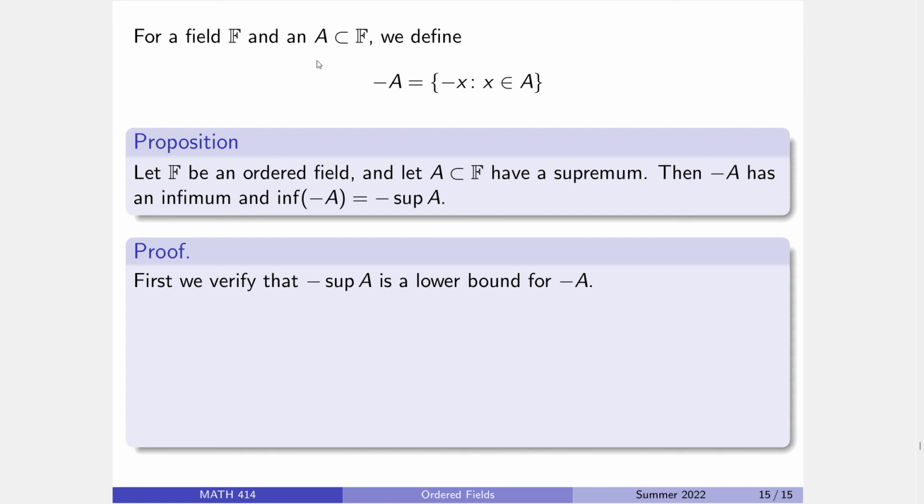So, we're taking a set and creating its negation, which is just a collection of all things negated from the original set. Now, if the original set A has a supremum, then the negation of it will have an infimum, and the infimum will be the negative of the supremum. That makes a lot of sense, because if you think visually, if I take A and negate it, I'm flopping it over, reflecting it, so its upper bound flips over and must be a lower bound. So obviously the supremum, when you negate it, becomes an infimum.